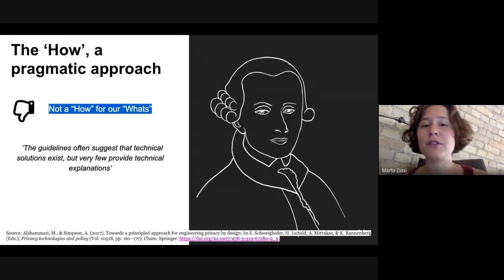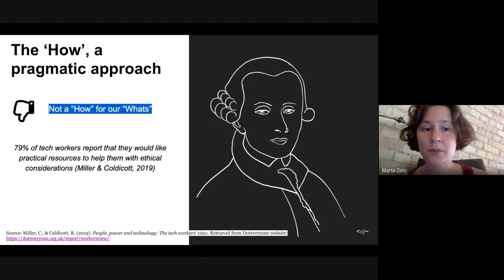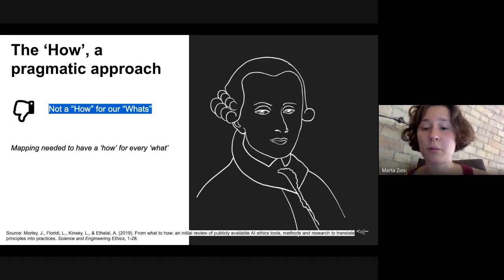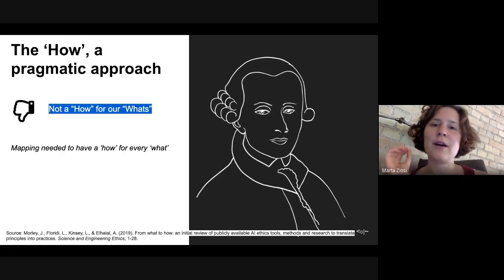The guidelines often suggest that technical solutions exist, they are out there, but very few provide technical explanations. And I found a really interesting statistic that says 79% of tech workers, which is a lot, report that they would like practical resources to help them with ethical considerations. That's a big number. I guess this points at the fact that we need a mapping from virtue ethics to deontology. We need a mapping from what's to how's. We need to have a how for every what.